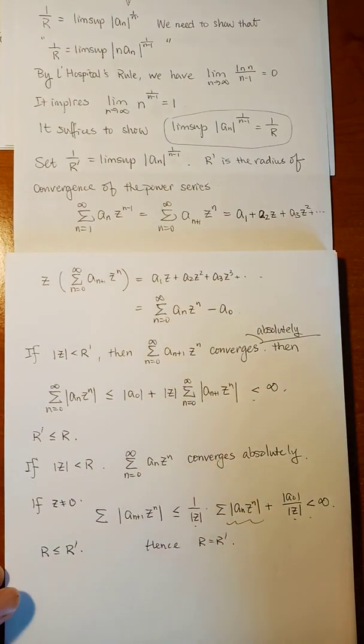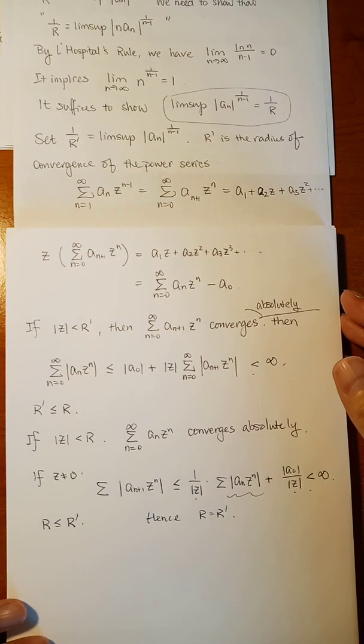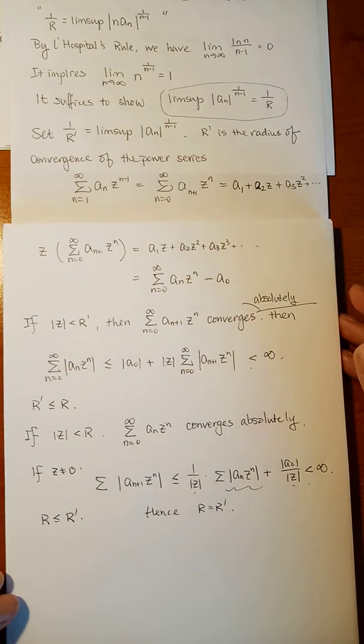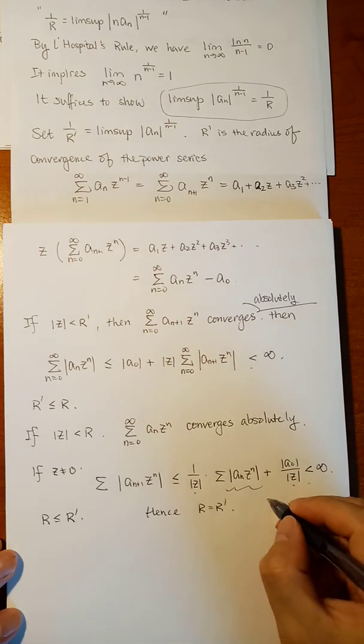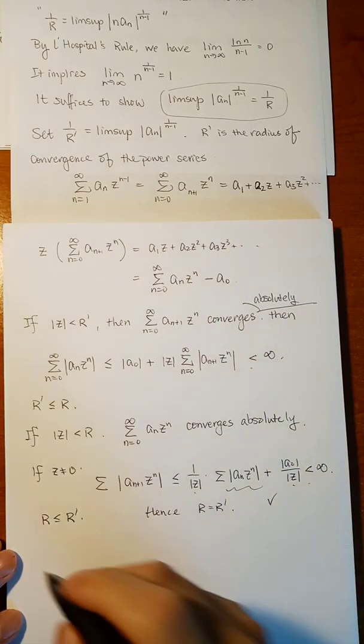So that series, together with the original series, have the same radius of convergence. All right. Okay, so we finished the proof of part A. Part A is checked. Now let's see part B.